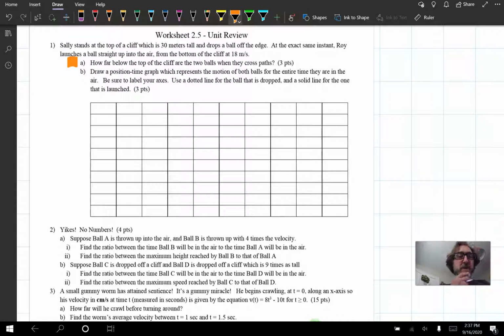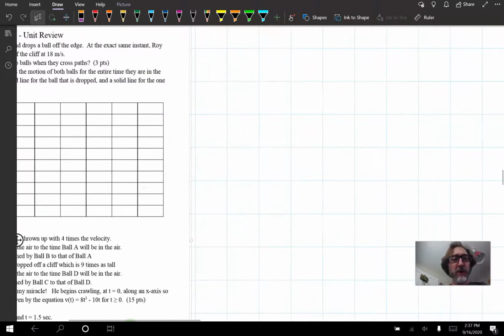All right? So sooner or later, we're going to need to make a position-time graph. So I feel like doing that means that we should probably start by trying to write out an expression that describes the position of Sally's ball at time t and the position of Roy's ball at time t. Okay? So let's go over here to the side and make ourselves a little drawing.